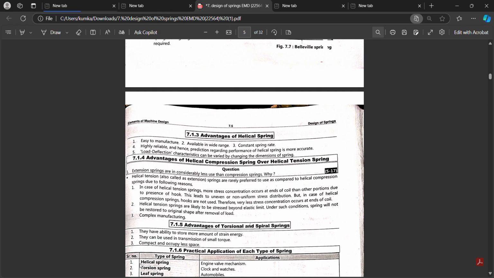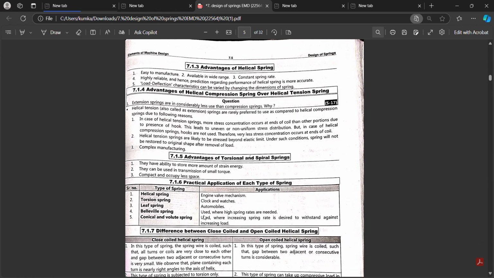Then the disadvantages of the helical tension spring. In a helical tension spring, more stress concentration occurs at the end of the coil due to the presence of the hook. This leads to uneven and non-uniform stress distribution. Helical tension springs are likely to be stressed beyond the elastic limit. Under such a condition, the spring will not be restored to its original shape and size. It is also a complex manufacturing.